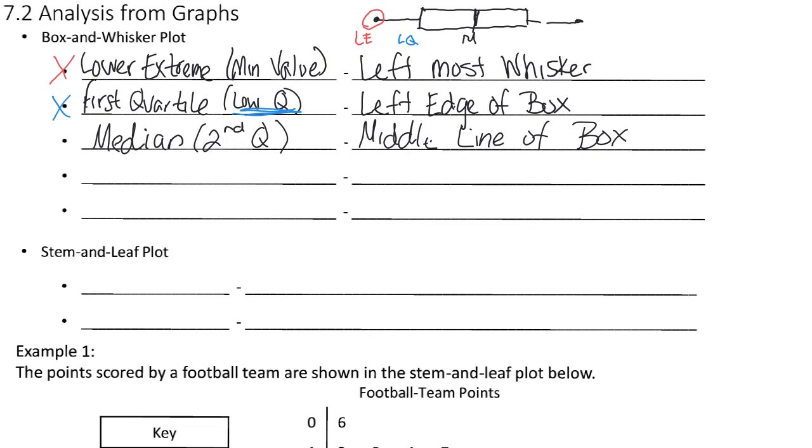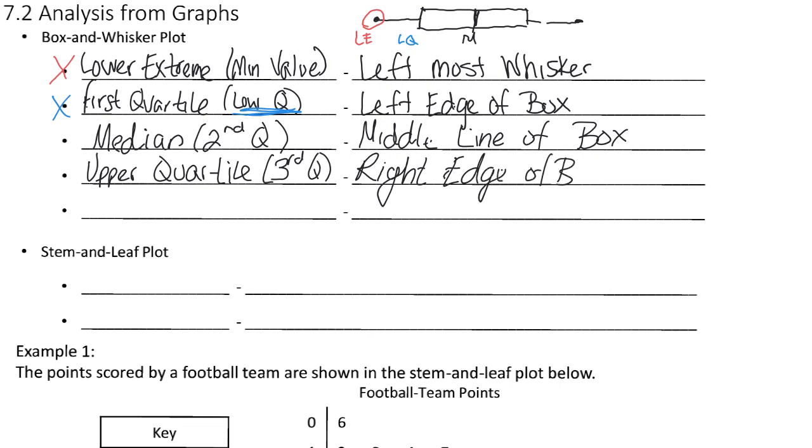The next one is our upper quartile. That's also called our third quartile, and that's the right edge of the box. Our upper quartile in this case is here, that one.